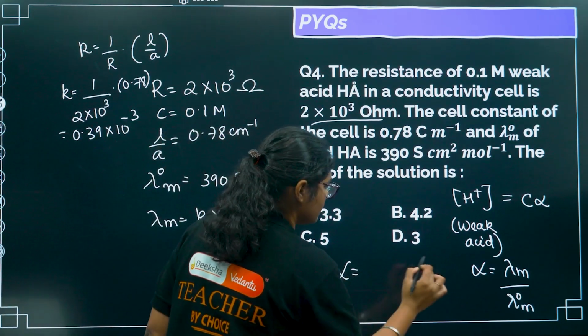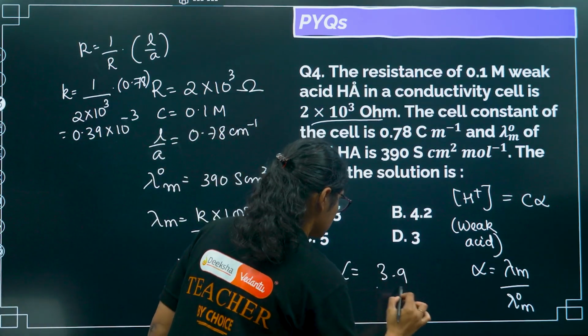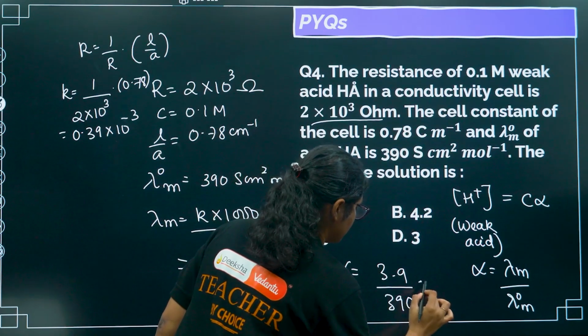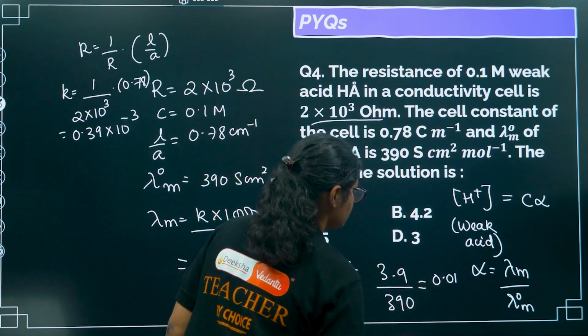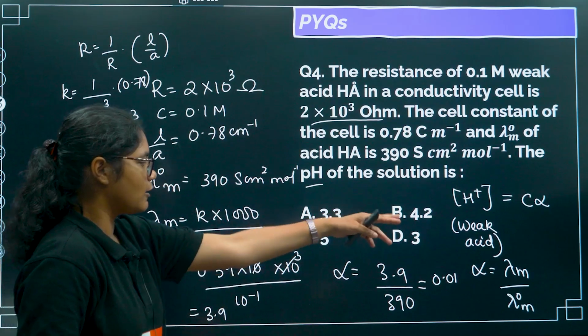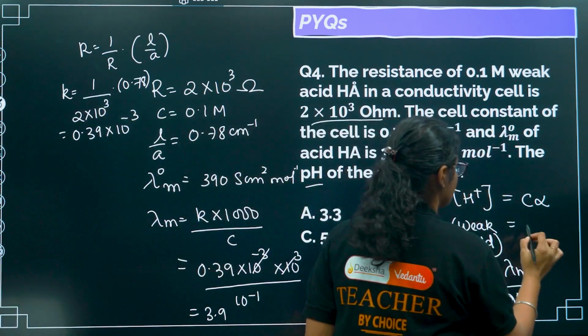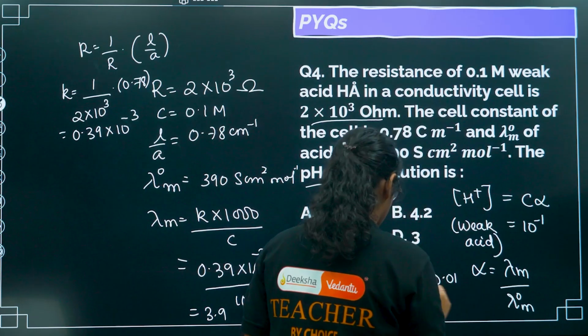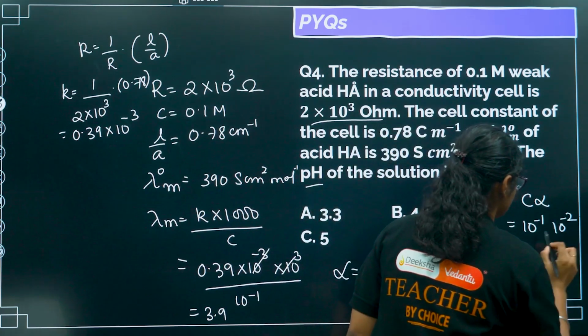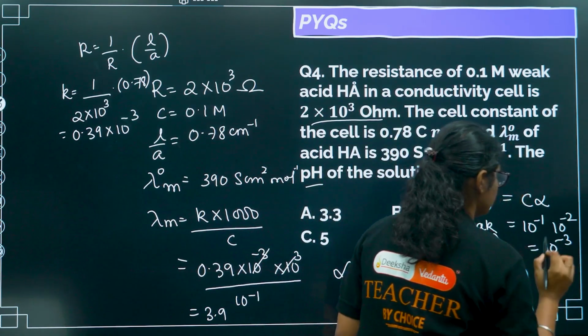Alpha value will be equal to lambda m, that is 3.9 by 390. So I'll get 0.01. So I got alpha value also. Now I can easily calculate H plus concentration. So C value is 10 to the power of minus 1 and alpha value is 10 to the power of minus 2. So I'll get 10 to the power of minus 3, right?